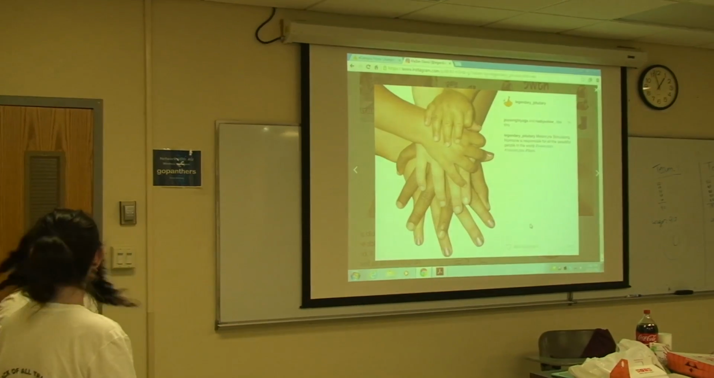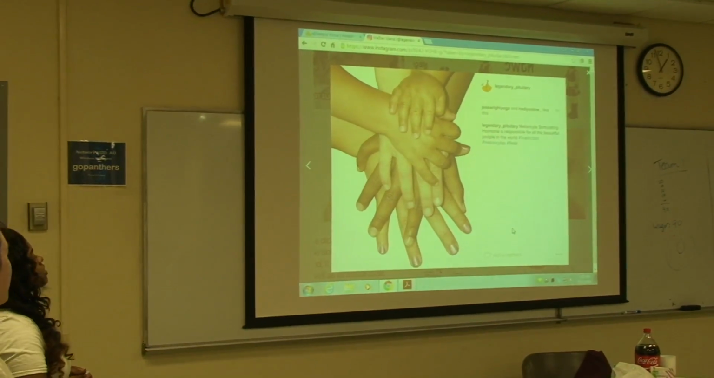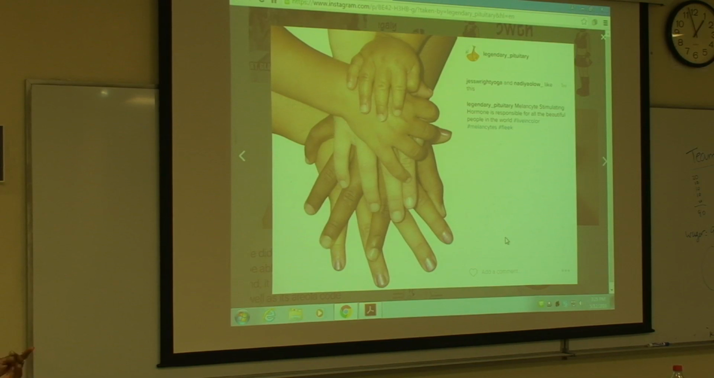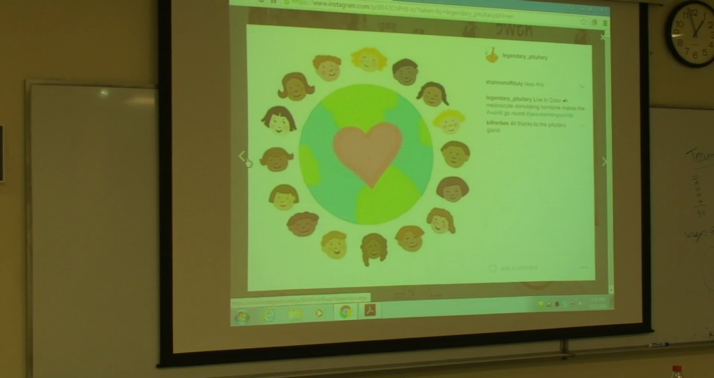Another hormone the pituitary gland secretes is melanocyte-stimulating hormone. Its role is obscure, but it's responsible for the skin pigmentation that we all have, and the reason the world is so beautiful today.